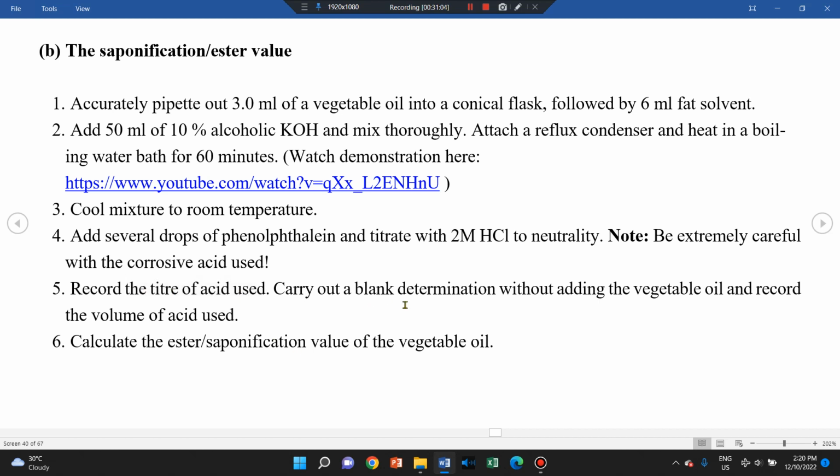And also, just now you put 3 ml of vegetable oil, so you need a blank. They asked to do it again, but this time without adding any vegetable oil. What this means is instead of 3 ml vegetable oil, you use 9 ml of fat solvent. That means 3 ml of fat solvent plus 6 ml of fat solvent, so 9 ml of fat solvent. So you also may want to know what is blank, what is control, find out what all this means.